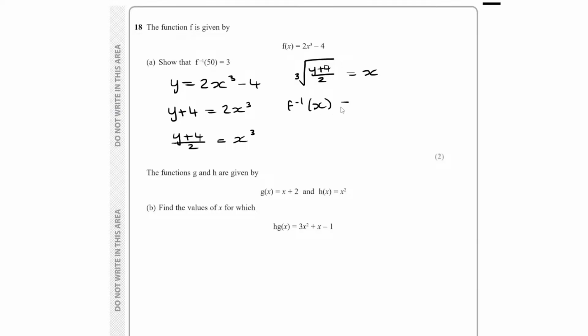So we don't obviously want y in our answer, do we? That's not actually helpful. So swap it back if you haven't already. Plus 4. Yep. And now they've then said that x is 50.